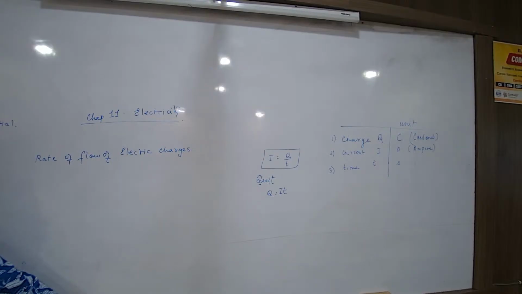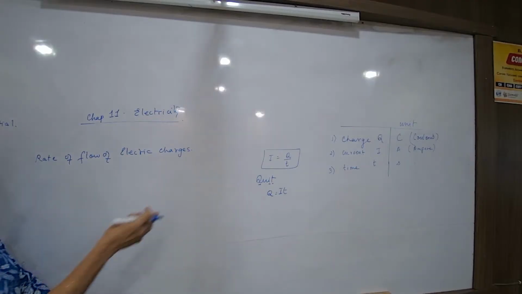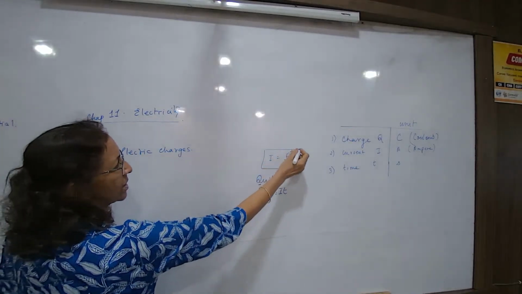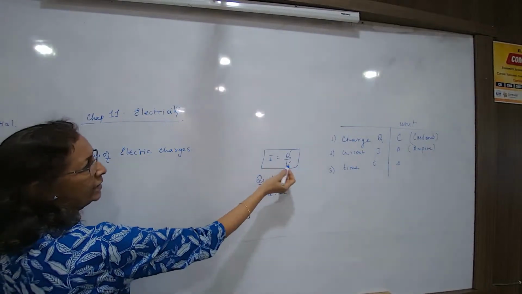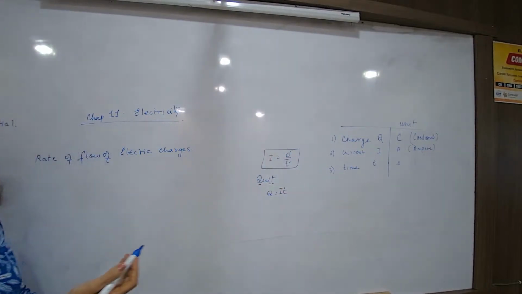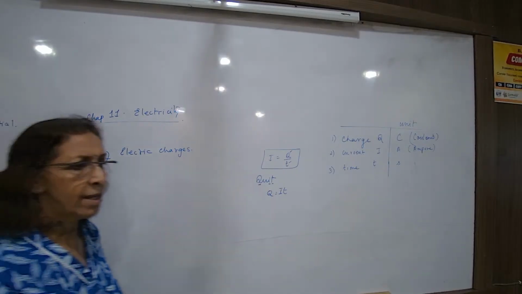Q is equal to Quit India movement. U is not there obviously. Q, I, T. So you can rearrange this. If Q is given and T is given, you can find out I. Or if I and T are given, you can find out Q, and so on. So that's the first formula that you write. Next.